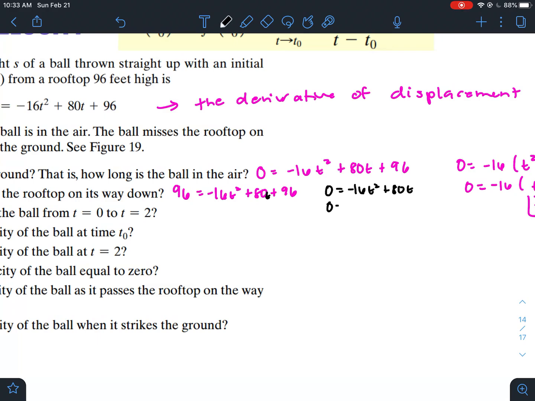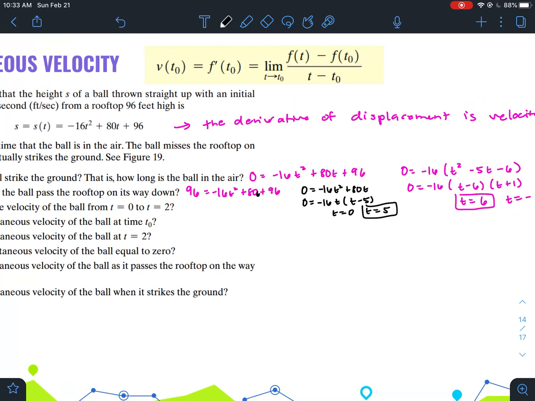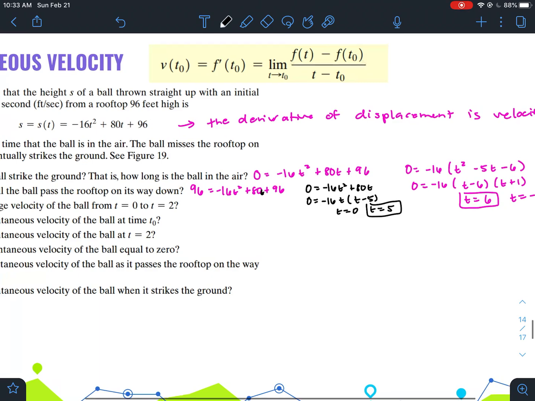And I can factor out a negative 16t from both of these, and I would be left with a t minus 5, so either t equals 0 or t equals 5. So after 5 seconds of being in the air, the ball will be back at the same height as the rooftop, or 96 feet high.